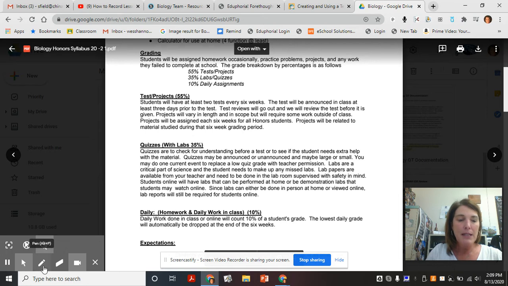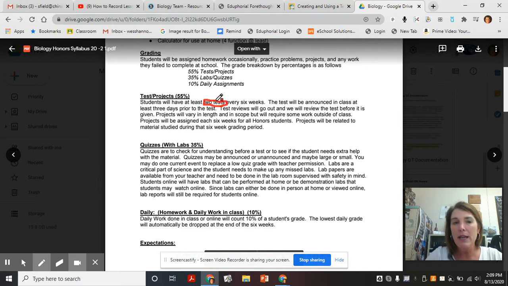For tests, I just want to highlight this part right here for you. Every 6 weeks, we will have 2 tests in that 6 weeks to make sure that 55% of your grade is coming from a test grade. Besides having 2 tests, because we are honors biology, we will also have a project within that 6 weeks that also counts as a test grade. And projects can be anything that we have covered or will cover in that 6 weeks grading period. I'll probably give that to you within the first week of the 6 weeks, and you can get started on it at any time.